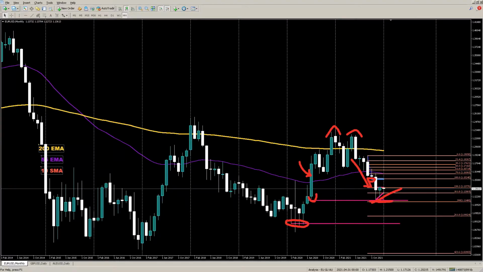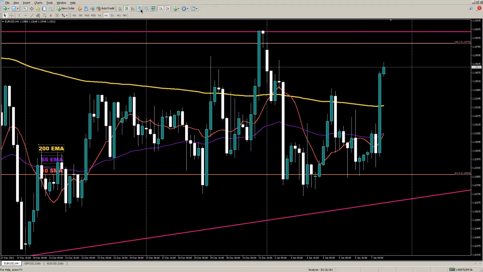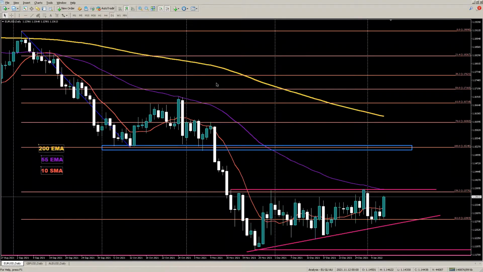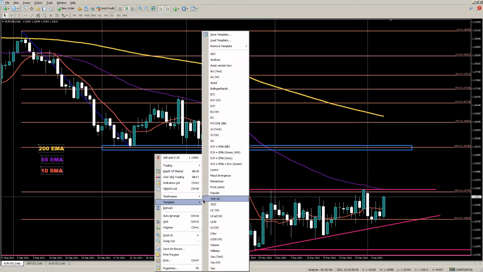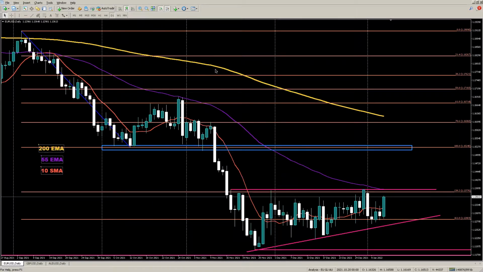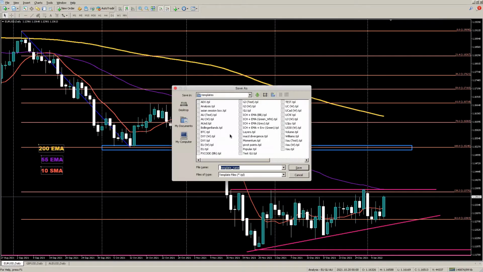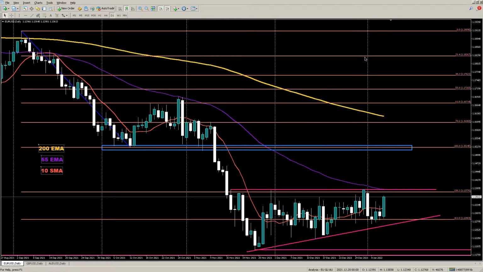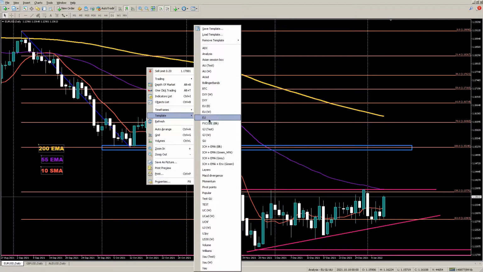All right. So let's move back to the daily time frame again. Okay, so let's save this for next week and follow up on this setup. Save this. So let's return back to the previous chart.